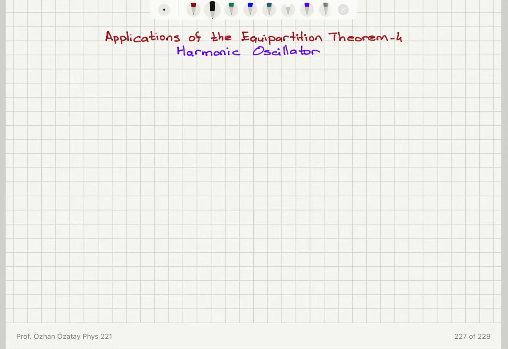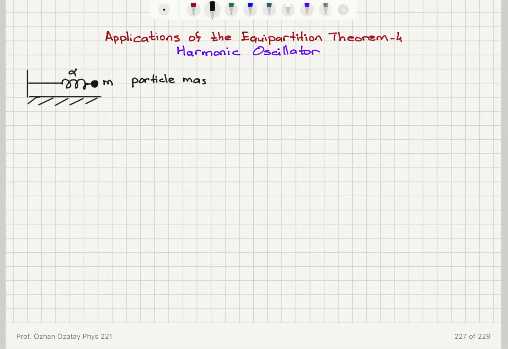Now let's think about the simple harmonic motion of a particle. This is like a spring mass system where we have a particle with mass m attached to a spring, and it's making simple harmonic motion. This is my particle with mass m that is performing simple harmonic motion, and the spring has a spring constant alpha.